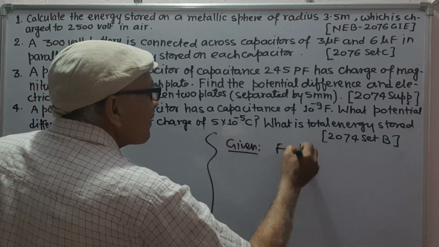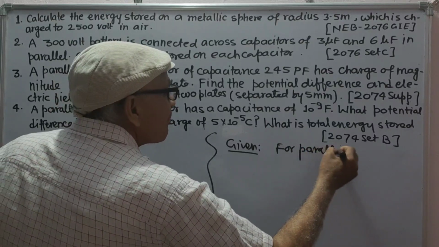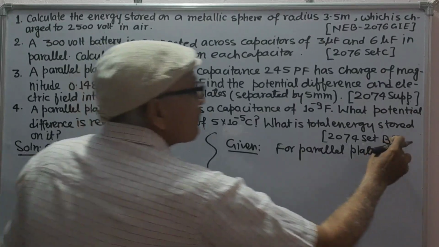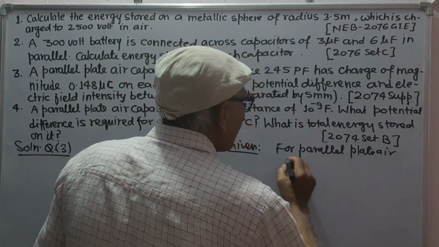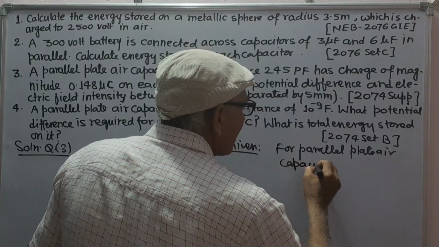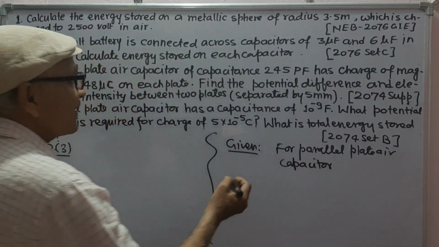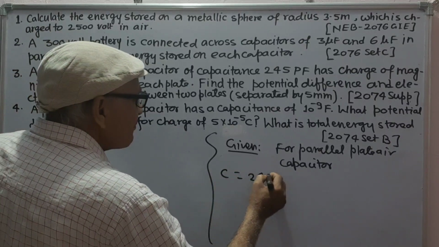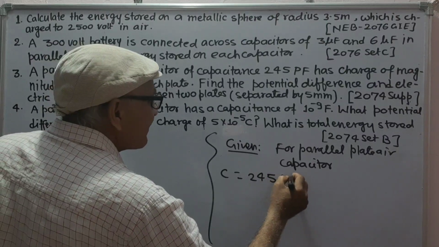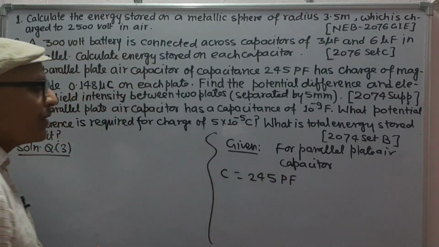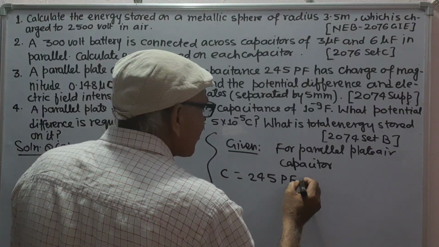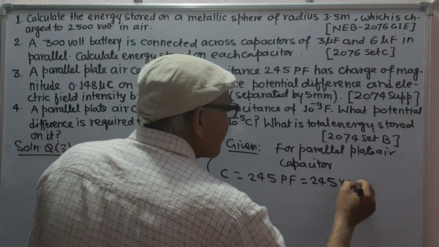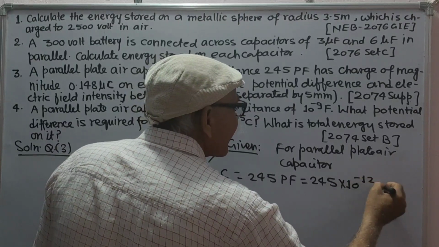For parallel plate air capacitor, C is given to be 245 pF. Here p stands for pico, which is equal to 10 to minus 12. So it is 245 into 10 to minus 12 farad.